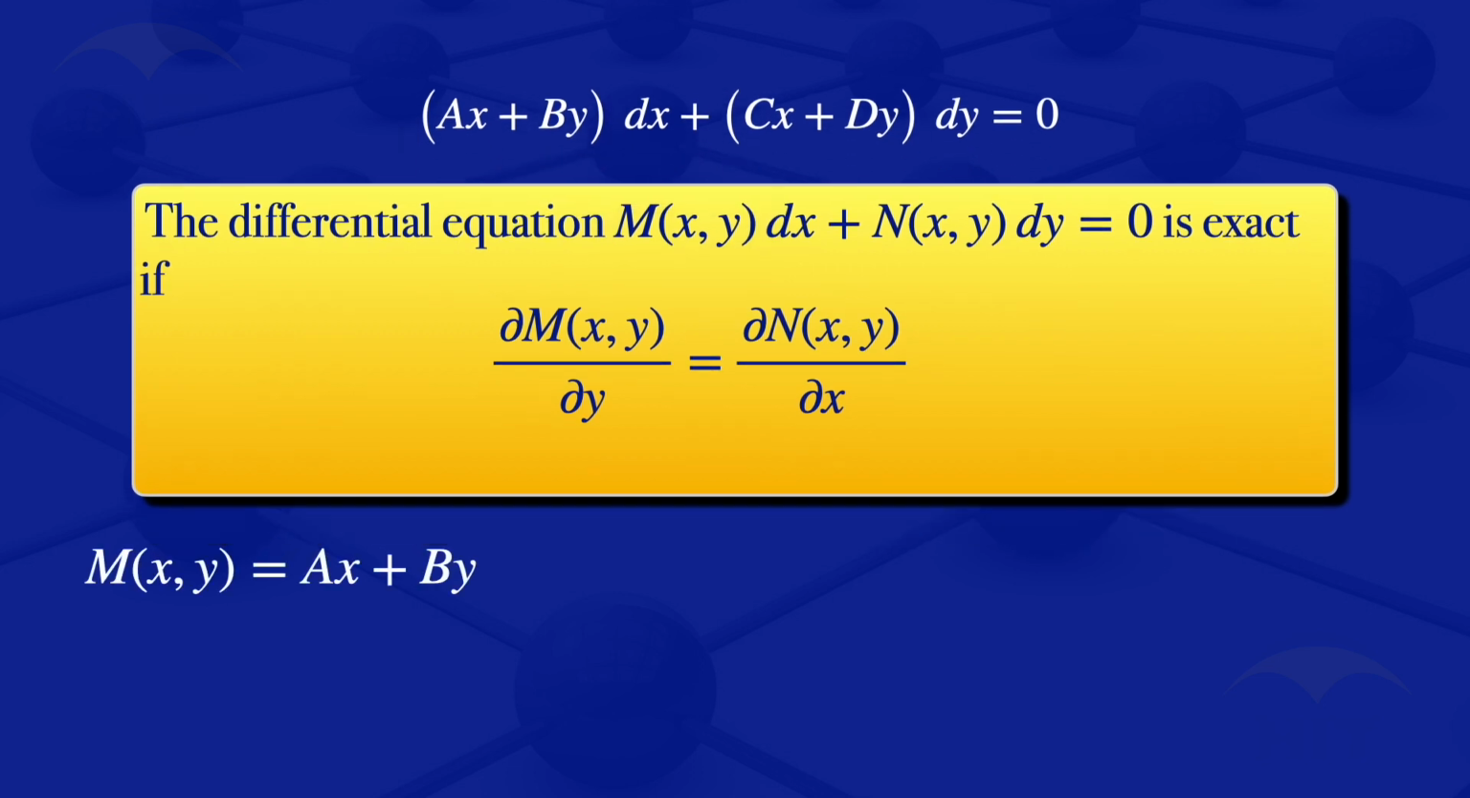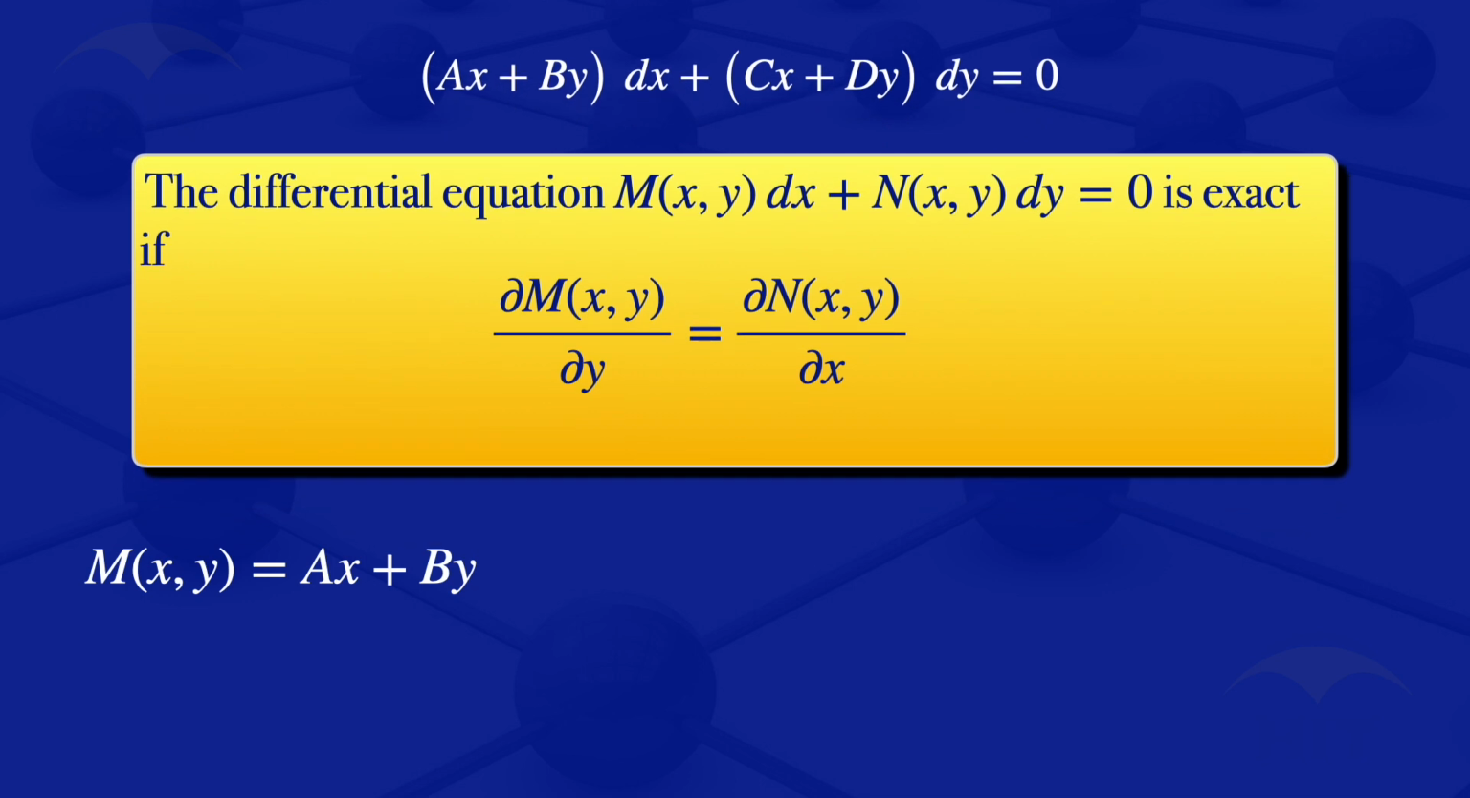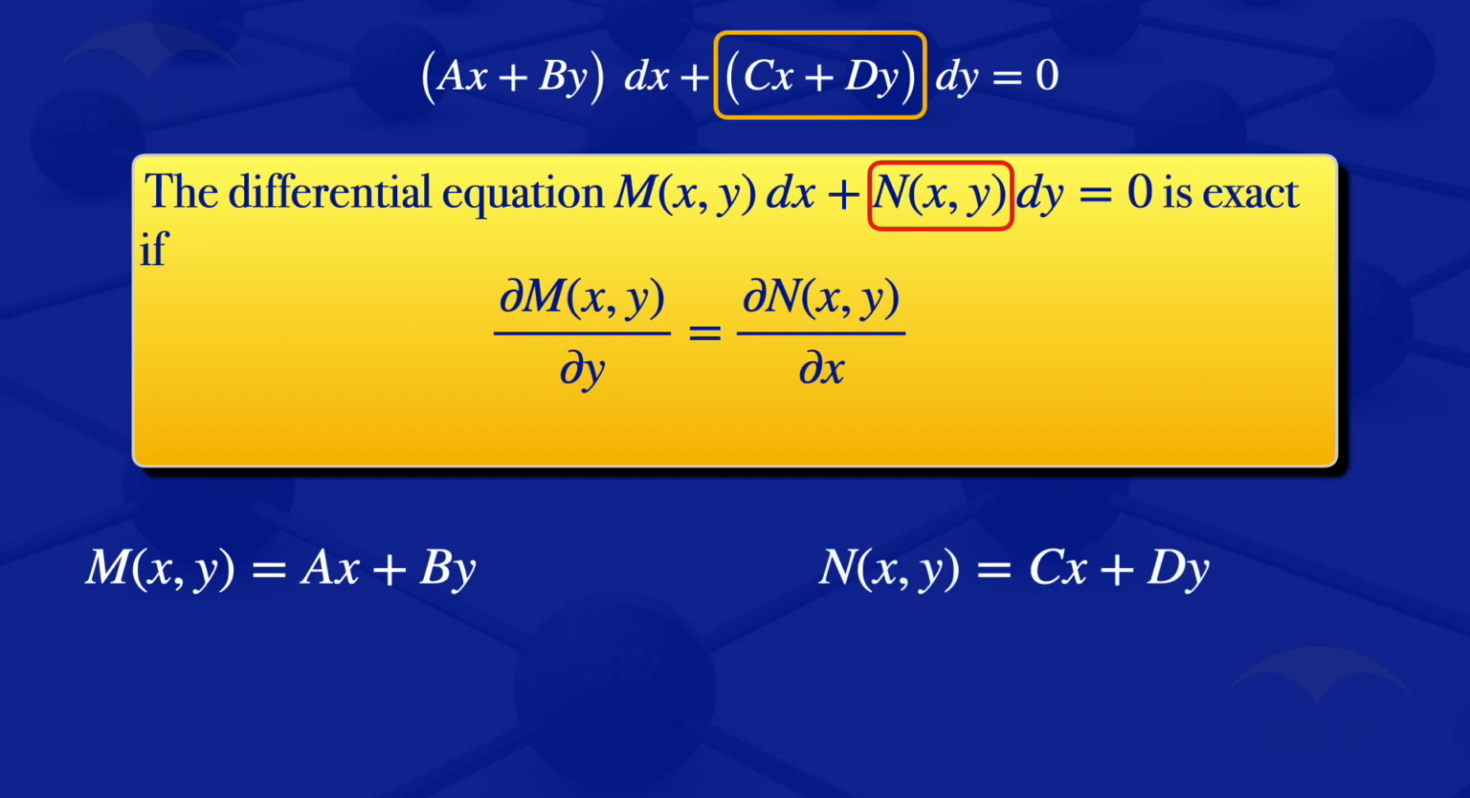I now move on to look at the coefficient of dy. The coefficient of dy here is N(x,y). The coefficient of dy in the given equation is cx + dy. By comparison, we see that N(x,y) = cx + dy. So we now have our M and our N.